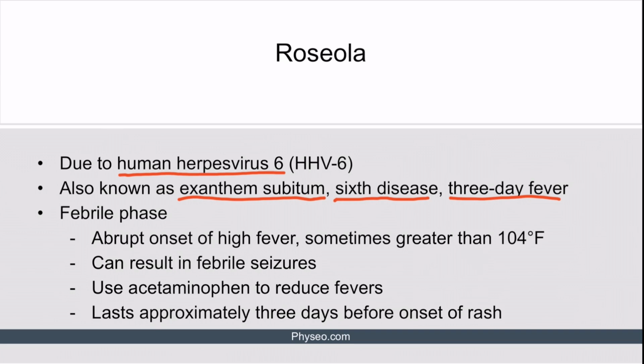Roseola begins with the febrile phase, characterized by an abrupt onset of high fever that can be as high as 104 degrees Fahrenheit. These high fevers can result in febrile seizures. If a child experiences febrile seizures secondary to roseola, acetaminophen can be used to reduce their fever. This fever typically lasts around 3 days before the onset of rash.